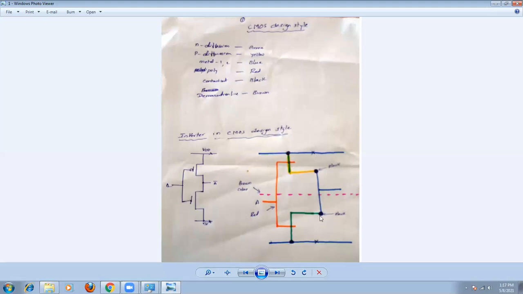Now, how many crosses can we place in the stick diagram? That is also very important. That depends upon the number of transistors in the pull up and pull down regions. For example, if the number of transistors used in the pull down region is less than or equal to 4, and we have the same number of transistors in the pull up region, then we can use only one cross.